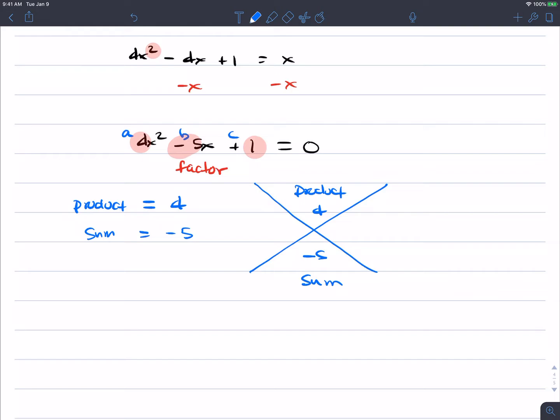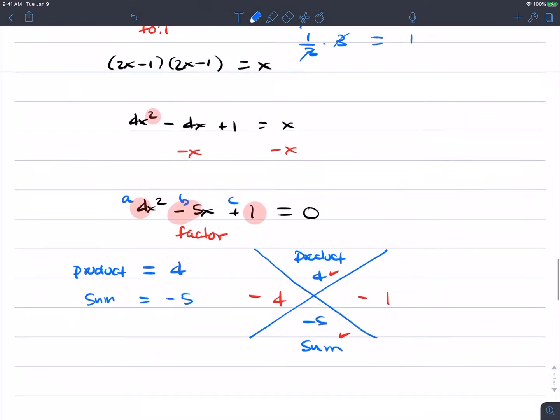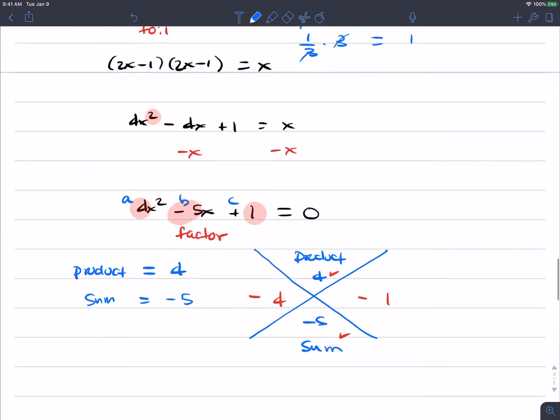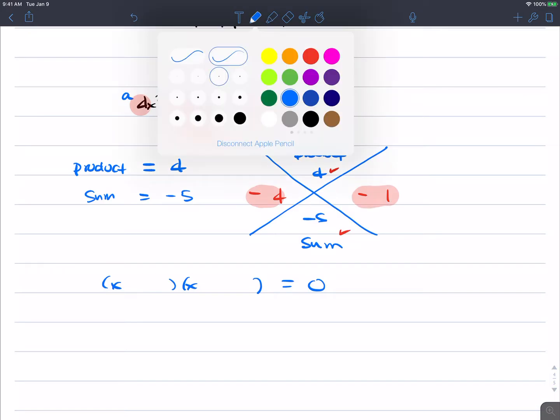We need two numbers. Now, if you're going to multiply two numbers together and the product is positive and the sum is negative, that can only mean both the numbers are negative. So we'll try negative 4 and negative 1. So negative 4 times negative 1 is positive 4, and negative 4 plus negative 1, sure enough, is negative 5. And let's be careful here. It looks like we're good. Okay, so this is (x - 4)(x - 1) equal to 0. Again, we're going to use the negative 4, we're going to use the negative 1.